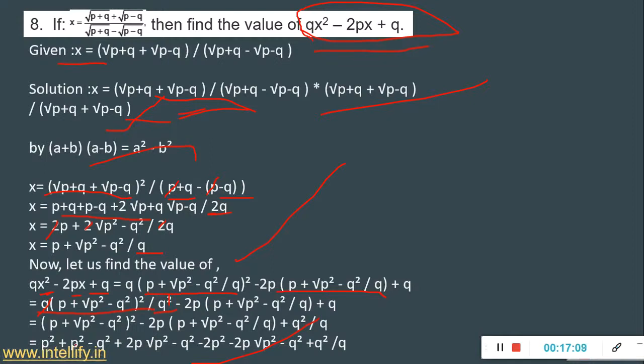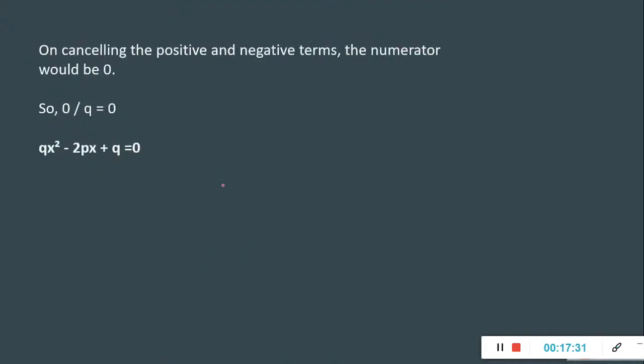Here p square plus p square is 2p square, minus 2p square will cancel out, minus q square plus q square will cancel out, and plus 2p root p square minus q square minus 2p root p square minus q square will cancel out. As we can see, the whole value will cancel out and we'll get 0 by q, which is 0, our answer.